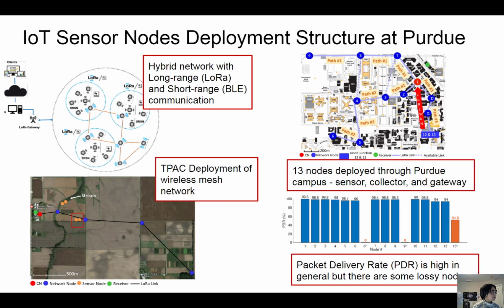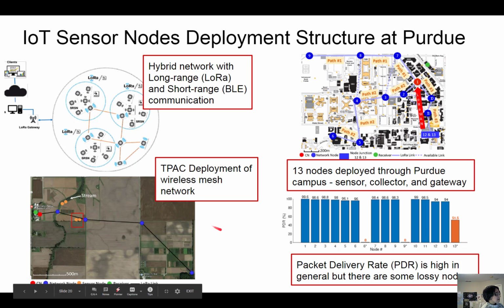This is an example of the deployment at Purdue. There are 13 nodes deployed throughout Purdue, sensor, collector, and gateway nodes. And we see in general, the PDR, that is the packet delivery rate, is high. There are some lossy nodes, but in general, it's pretty good.